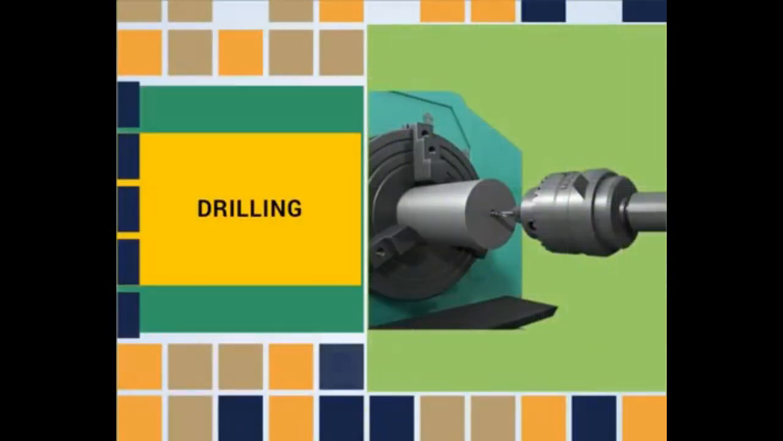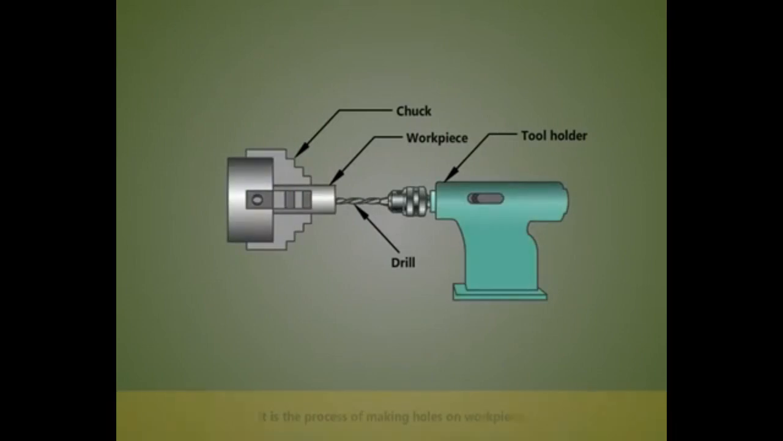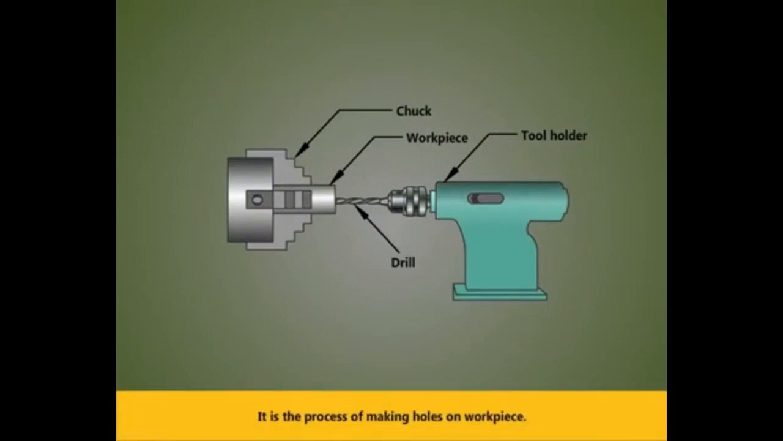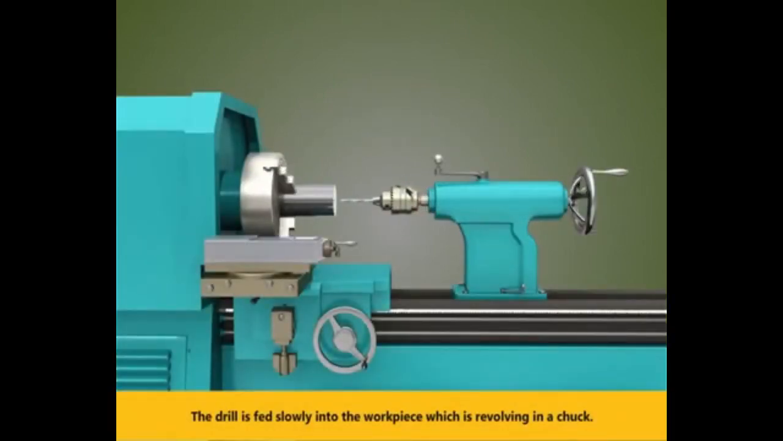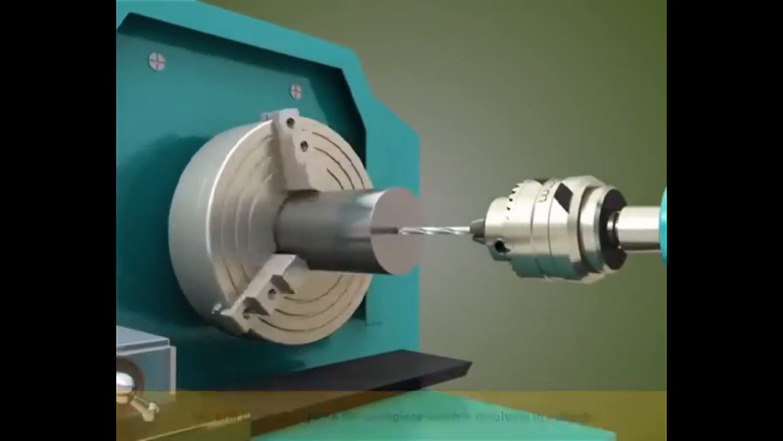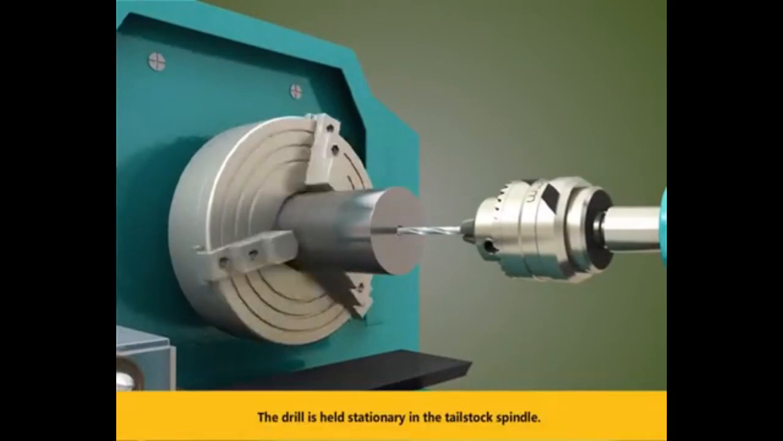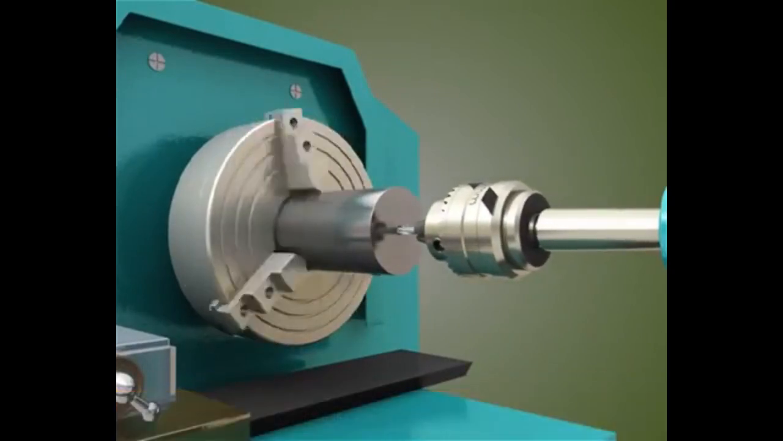Drilling. In this video, we will discuss the drilling operation of the lathe. It is the process of making holes on a workpiece. The drill is fed slowly into the workpiece, which is revolving in a chuck. The drill is held stationary in the tailstock spindle.